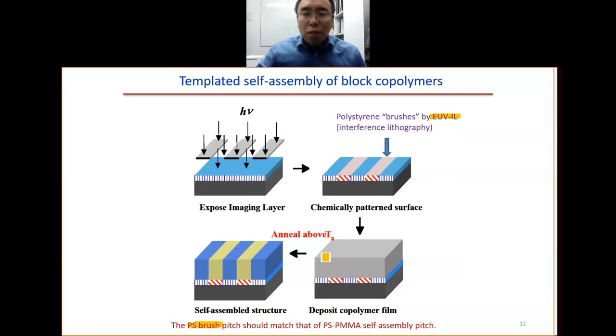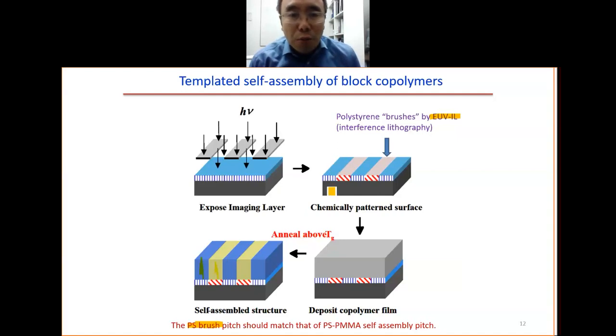Polystyrene brush. So this part, oxygen plasma will make it hydrophilic. This part is polystyrene brush. It is hydrophobic. Then you apply this block copolymer, you do the annealing process, and you get this self-assembly. So here, this one is the polystyrene block. This one is the PMMA block. That will get closer to this hydrophilic part.